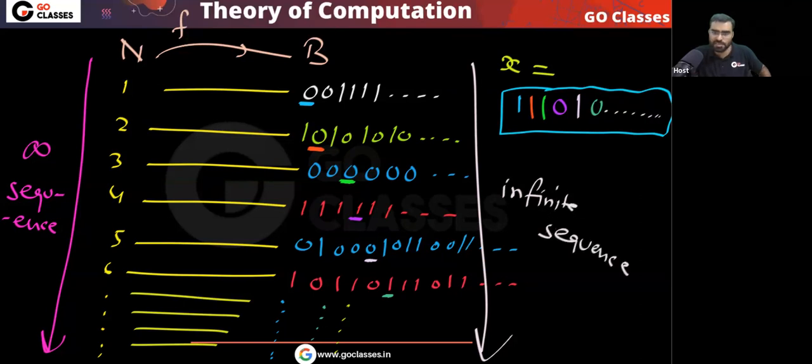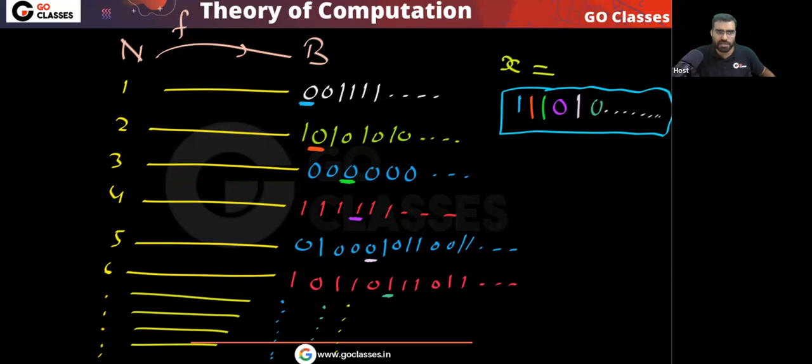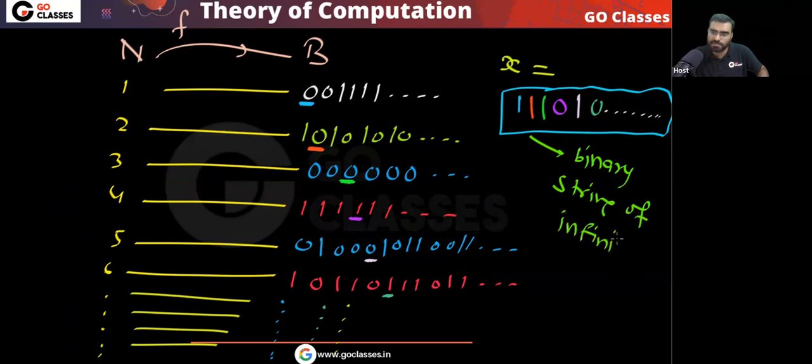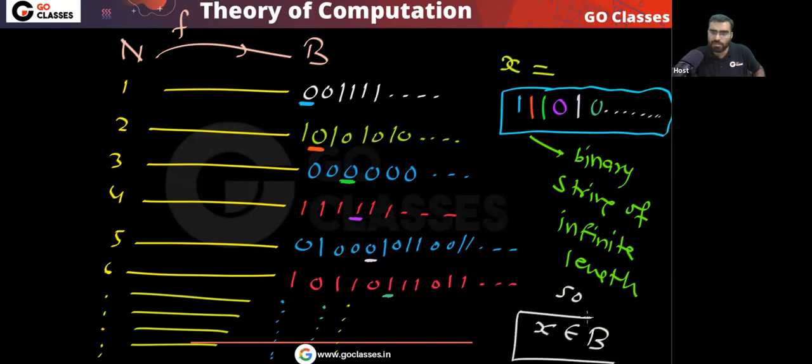This is an infinite sequence. So I can say my X is also infinite. And you can notice X is a binary string, an infinite binary string. This is a binary string of infinite length. What does that mean? So X belongs to B. Remember, this X belongs to B.